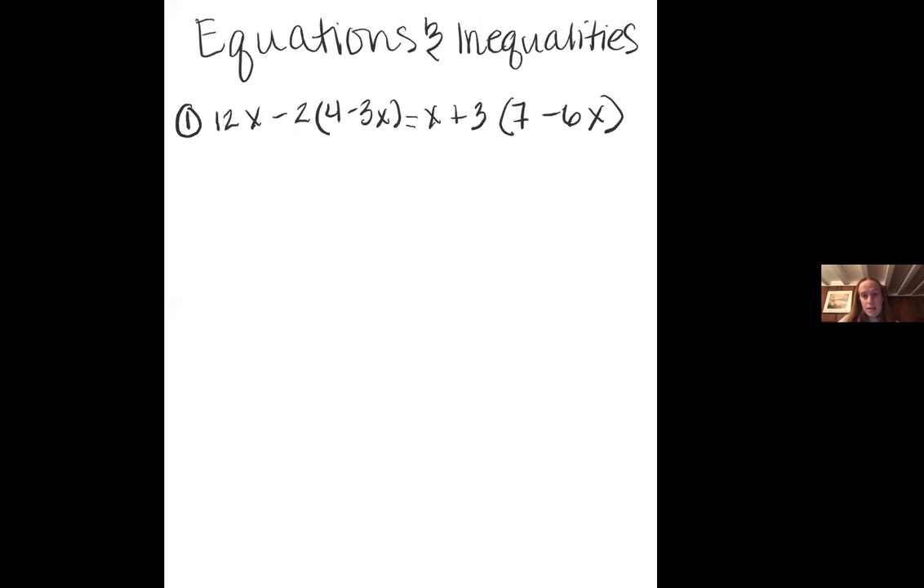Feel free to pause it here if you'd like to solve it on your own and then come back to doing it together. The first step is we'll use the distributive property to simplify the parentheses on both sides of the equation. So we have 12x and then minus, so we're using the distributive property here, so minus 8 plus 6x equals, and then we have x, and here again we're going to apply what's in the parentheses. We'll have 3 times 7, so 21 minus 18x.